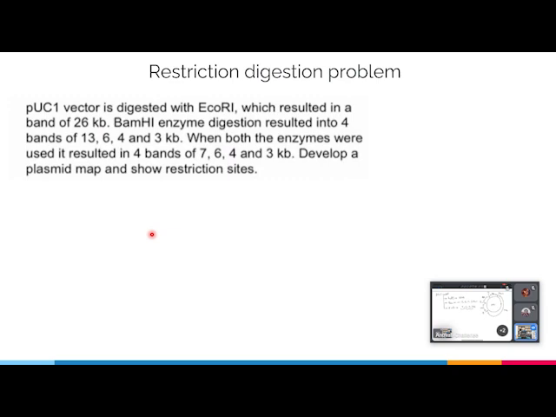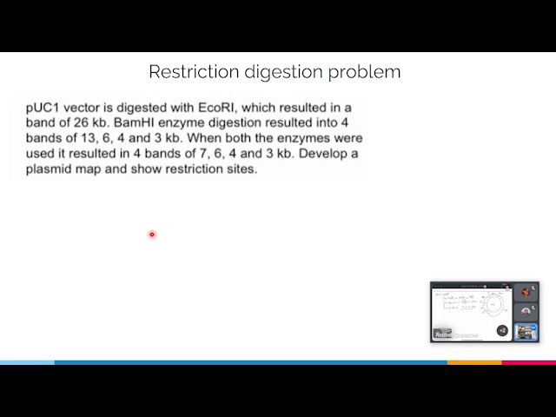We can assume that the 13 kb fragment that we had after EcoRI digestion formed a 7 kb fragment and a 6 kb fragment. And when we run it on a gel, the 6 kb fragments from both the digestions overlap. And thus we only see 4 bands, but actually there are 5: 4 from the BamHI digestion and 1 extra from the EcoRI digestion. But since the weights overlap, we only have 4 bands.